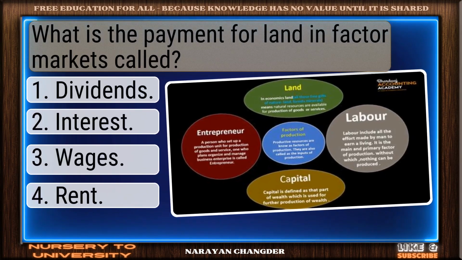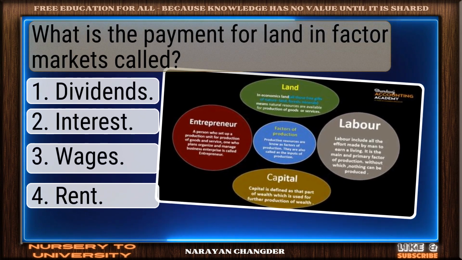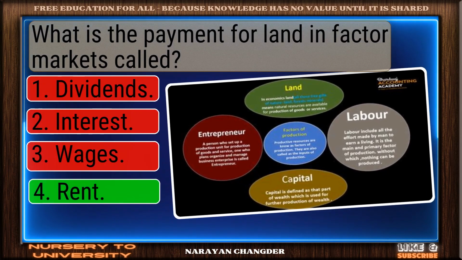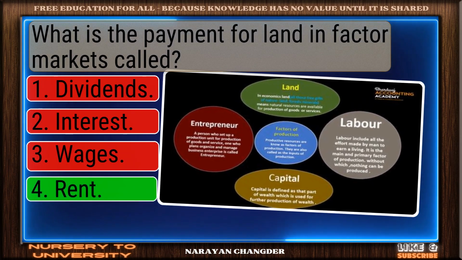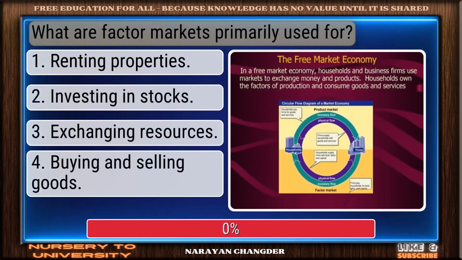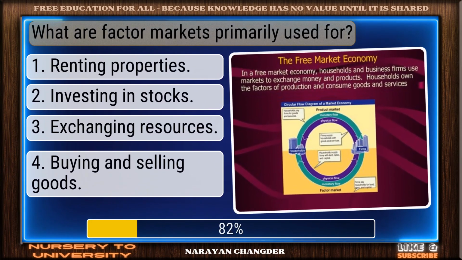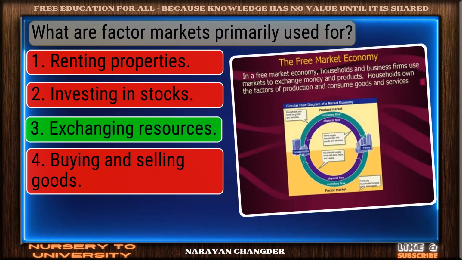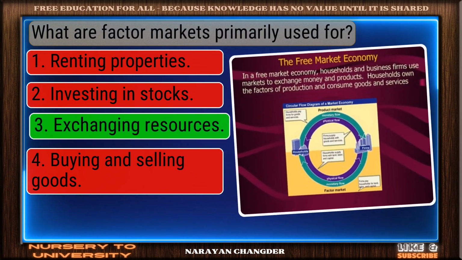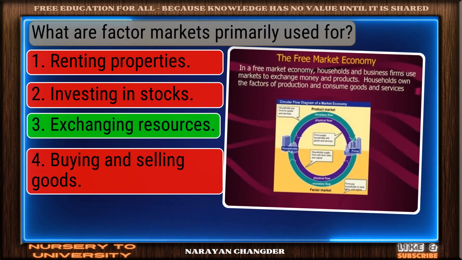What is the payment for land in factor markets called? Well done. Rent is the right choice. What are factor markets primarily used for? Clear logic. Your choice, exchanging resources, is sound and 100% true.